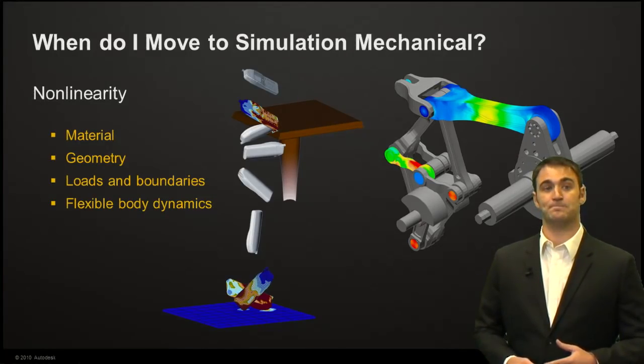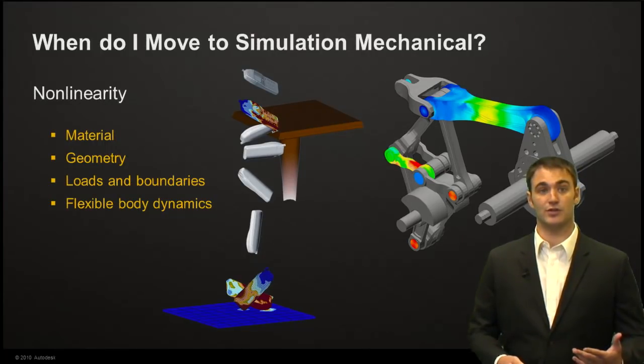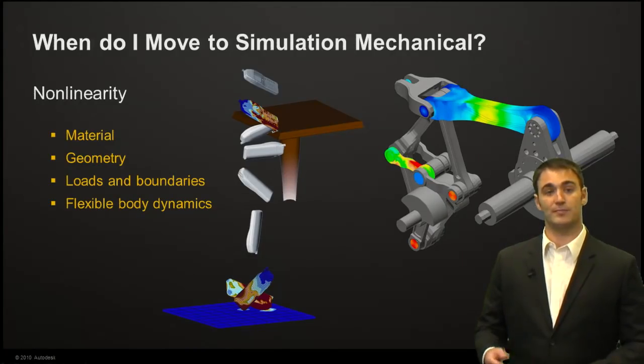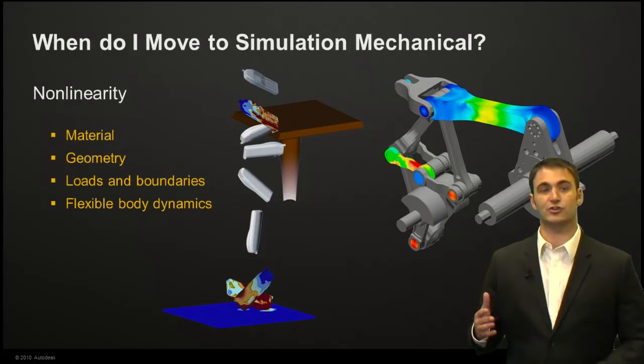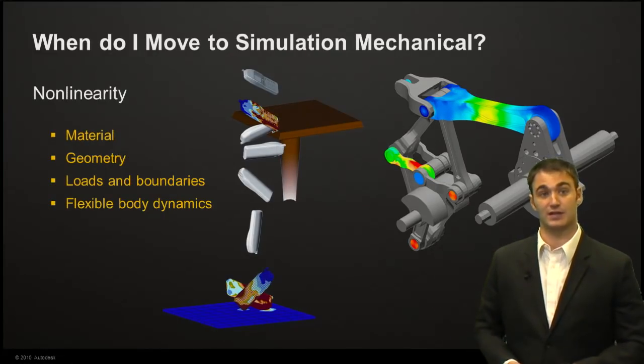Now, there can be geometric nonlinearities as well, and that's just going to depend on the particular situation. Loads and boundary conditions would be anything that's going to change with time. So one good example of that would be contact. If we drop something, its loads or boundaries are going to change based on whether or not it's contacting something else at the time.